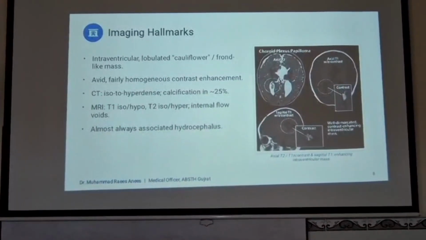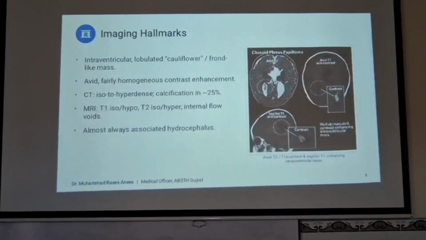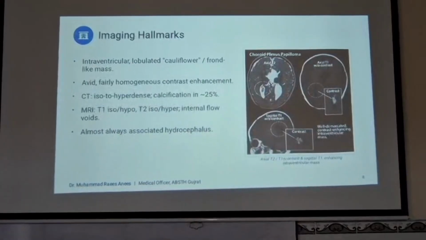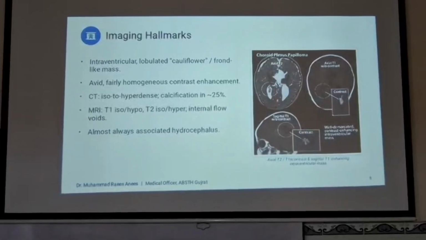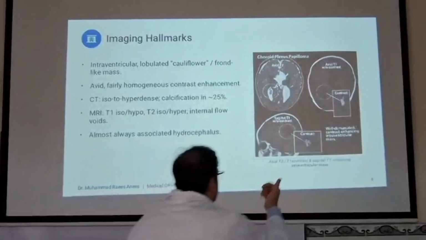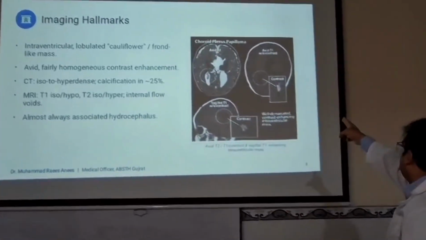Imaging hallmarks: the intraventricular mass, you can well appreciate in the image on the right side. This is an axial T2 image, and the other is a T1 image. This one is without contrast, and the other is with contrast.